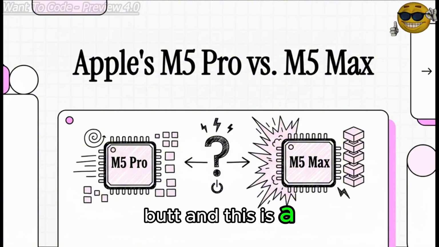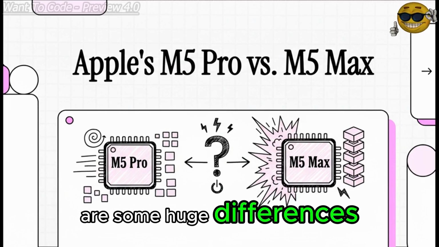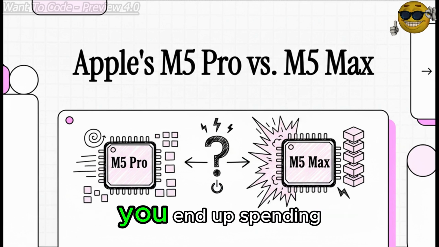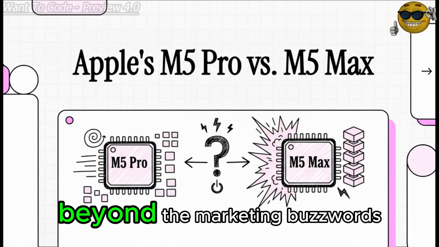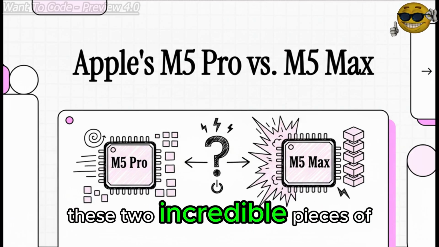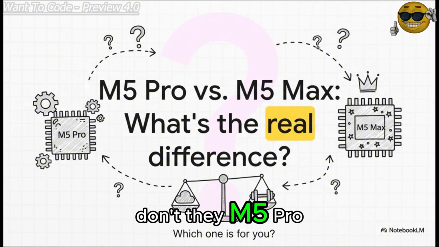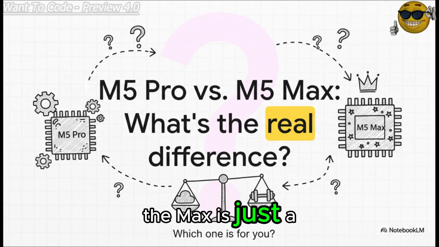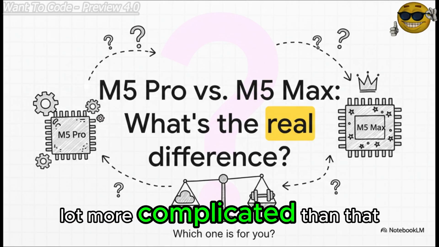But, and this is a big but, hidden underneath those simple names are some huge differences that could totally change your experience, your workflow, and even how much money you end up spending. So in this deep dive, we're going to crack that code. We're going to go way beyond the marketing buzzwords to figure out what truly separates these two incredible pieces of tech. I mean, they sound almost the same, don't they? M5 Pro, M5 Max. It's really easy to think the Max is just a slightly souped-up version of the Pro, but the truth? It's a lot more complicated than that.